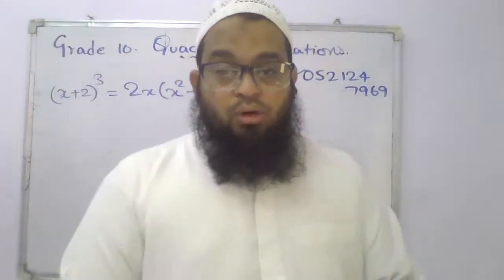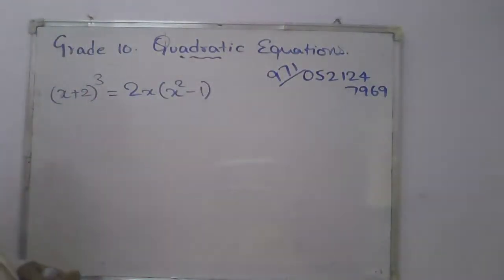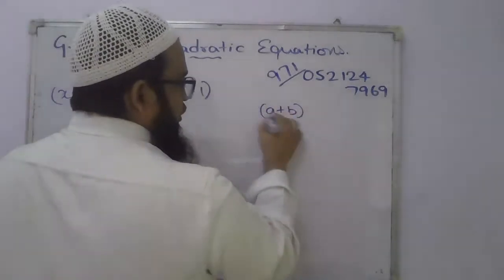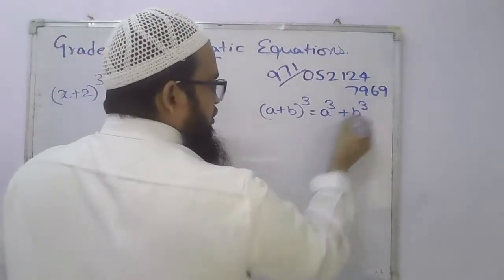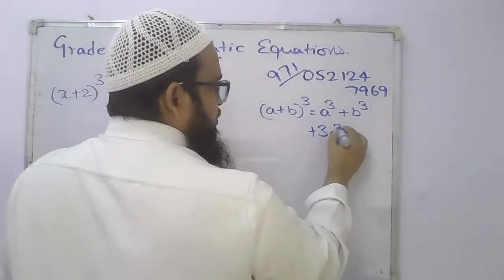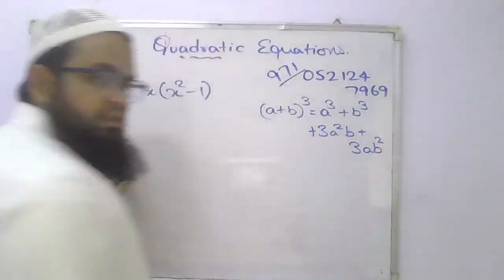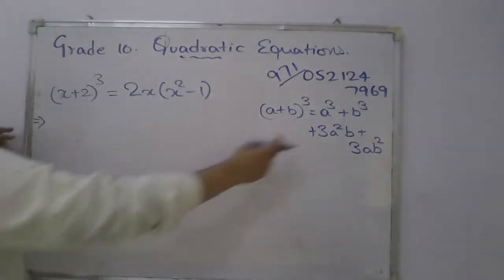Okay, so let us see now. You have x plus 2 whole cube. So what is the a plus b whole cube formula? The identity: a plus b whole cube is equal to a cube plus b cube plus 3a square b plus 3ab square. Is it right? So now let us use this. That implies a cube.